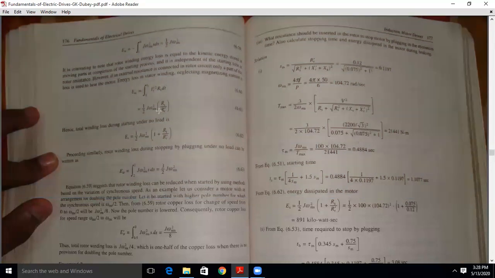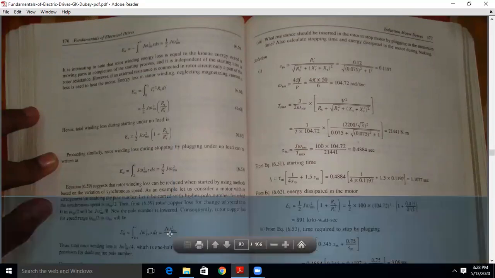After getting this, we have to go for T max. Why are we calculating T max? Because we need to calculate Ts, and in this case 2m is there. To get that 2m, we need to calculate omega ms and T max. T max is 3 divided by 2 omega ms into this particular expression. Just by putting all the values, you can get the T max. Now by calculating T max, you can calculate 2m, which is j omega ms divided by T max. These formulas you can get from the transient analysis.